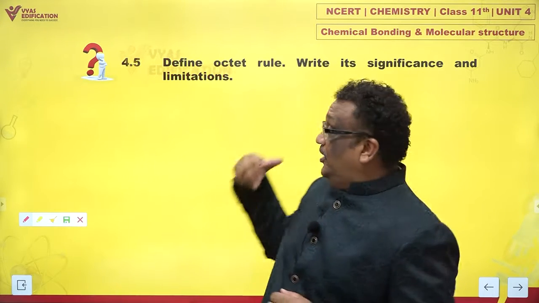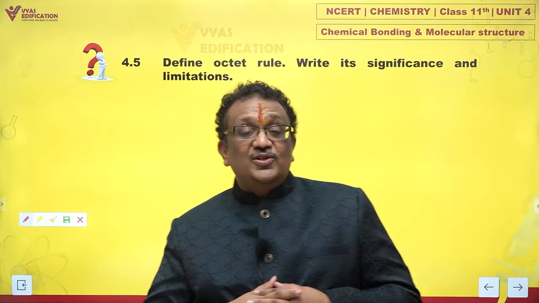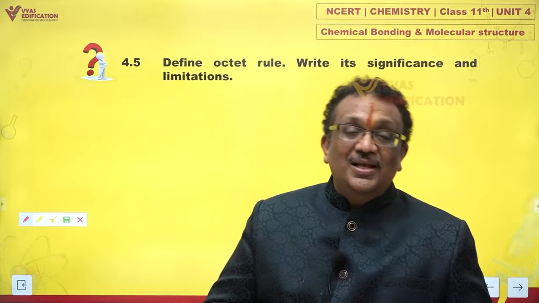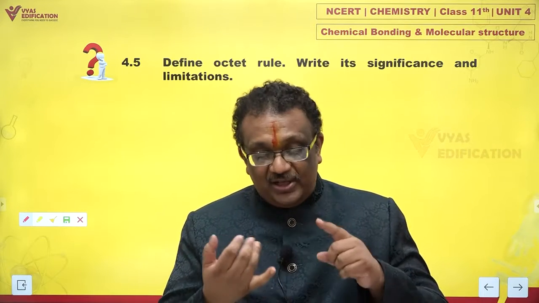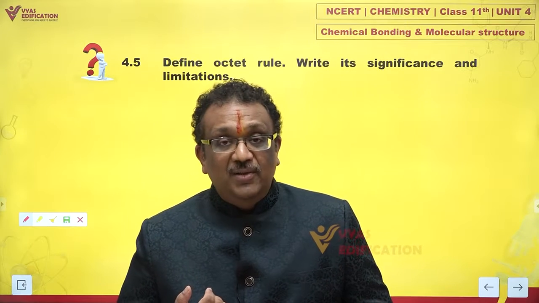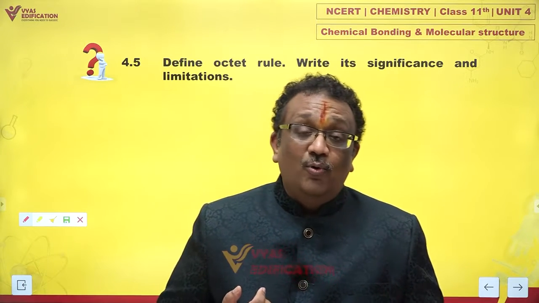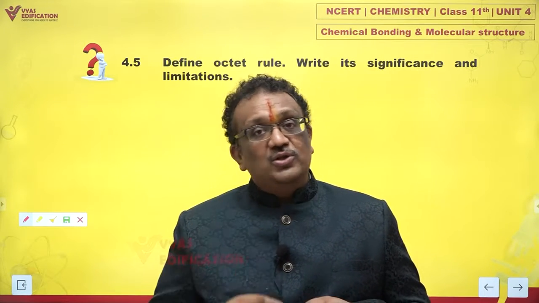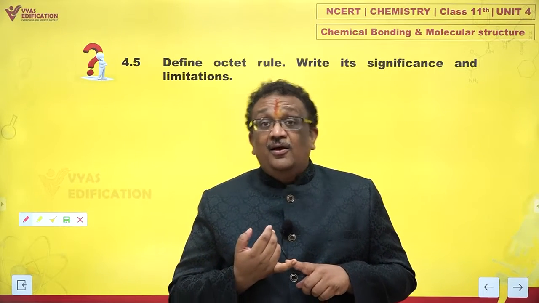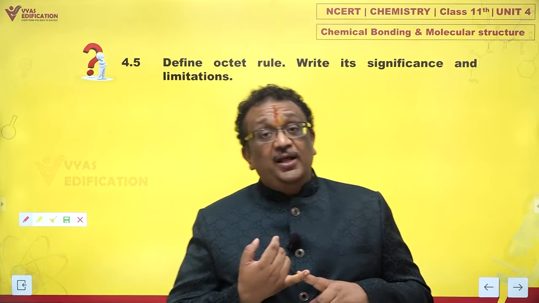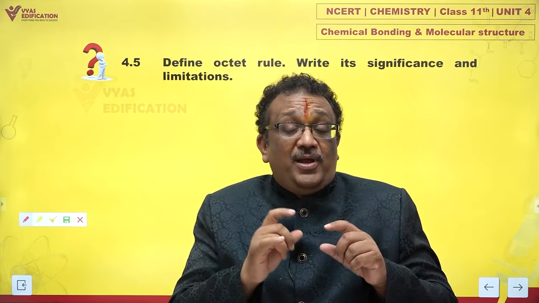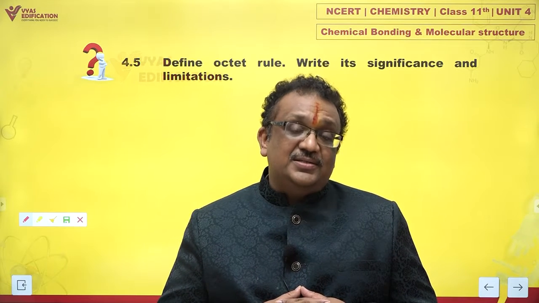Second point. The third point says the limitations of octet rule. Oh my God, octet rule has so many limitations. Let me count them one by one. Limitation number 1. Octet rule is not valid for hydrogen or helium, that is first period elements. For them only duplet is there, only 2 electrons, not 8. Fine. Then for second point, for second period elements, octet may remain incomplete in such cases.